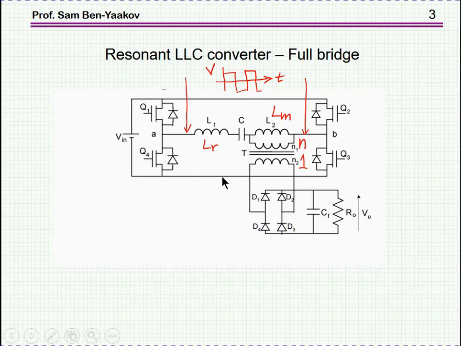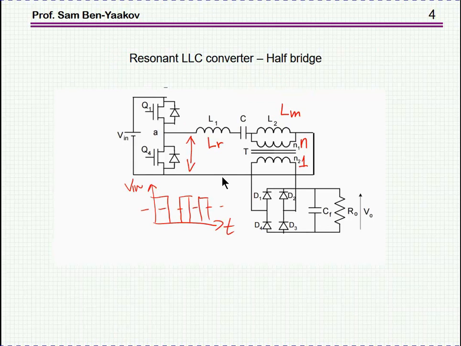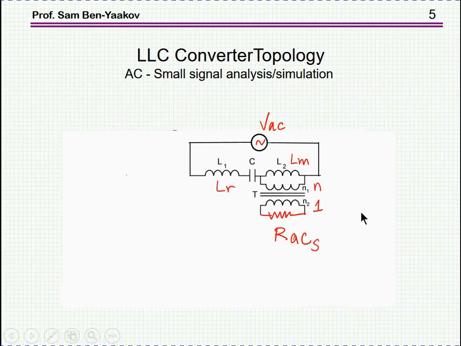Now, there is another possibility, of course, and that is the half bridge. In this case, we have only two transistors. This is the waveform we are going to have. They have a DC component, but due to this capacitor, we really don't see it in this network. And the output, again, is coupled by a transformer, rectifier, and a load.